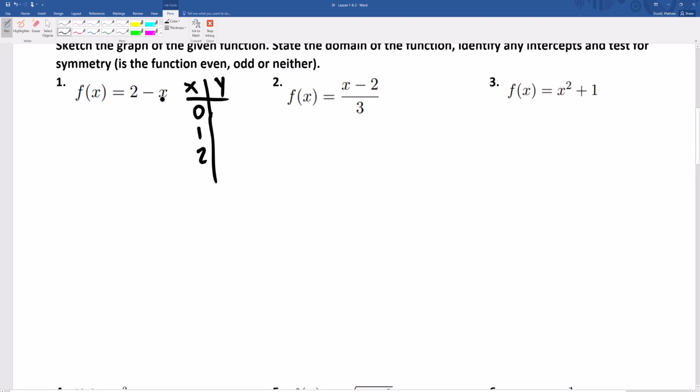So if I plug in 0, 2 minus 0, you get 2. If I plug in 1, 2 minus 1, I get 1. If I plug in 2, 2 minus 2, you get 0. So x is 0, y is 2; 1, 1; 2, 0.